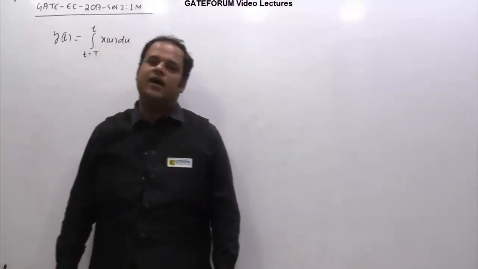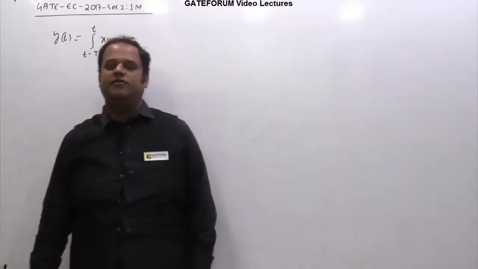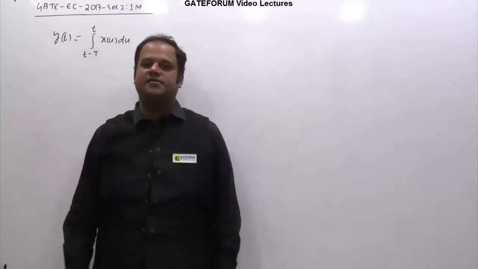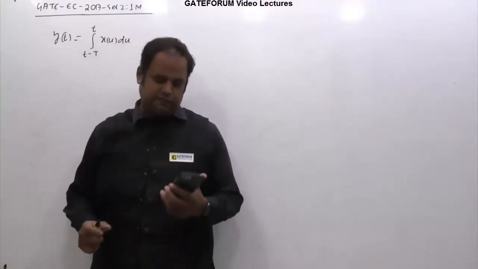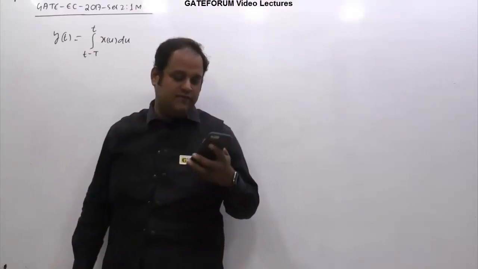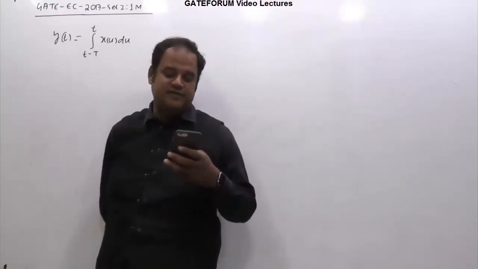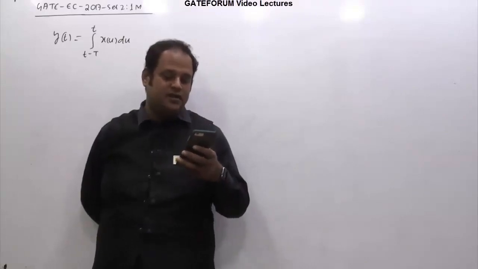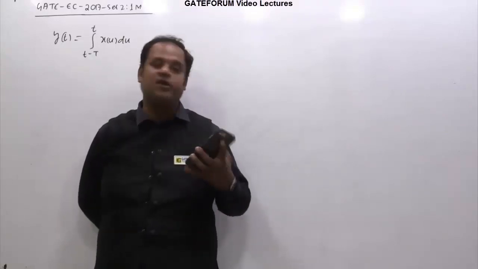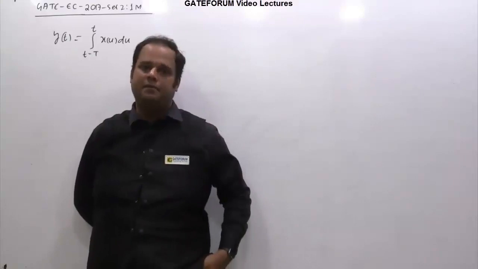This is a 1 mark question asked in GATE 2017 of Set 2 in electronics. This is from the signals subject and from the classification of systems topic. The given question is: the input x(t) and the output y(t) of a continuous time system are related by the equation. Then the system is... So we have to comment regarding the linearity and the time invariance.